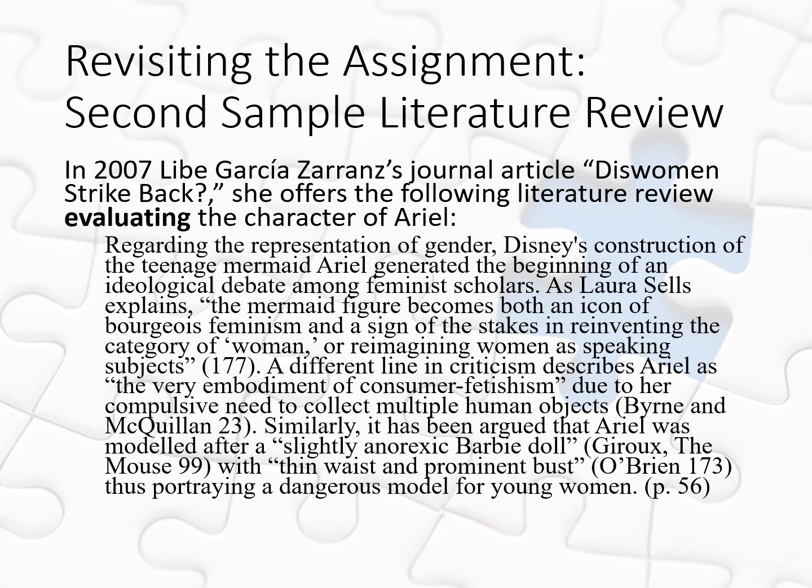But here we start with Giroux saying, Ariel's a slightly anorexic Barbie doll, and then O'Brien saying, yeah, she's got a thin waist and prominent bust, thus portraying a dangerous model for young women. So, a beautiful, elegant synthesis of complex sources. There's not one, but two examples of the kind of writing I'm looking for from you.